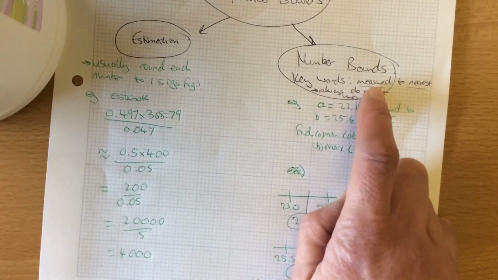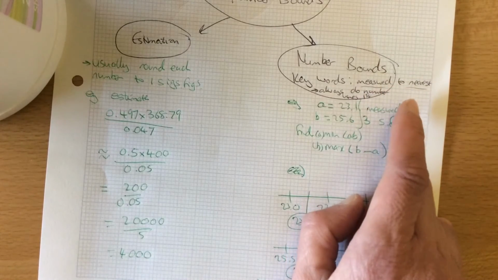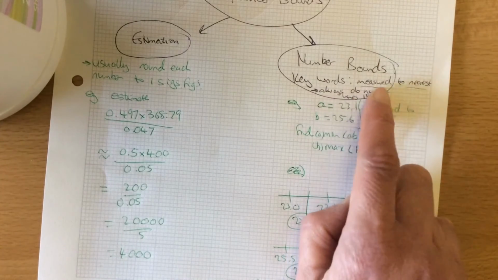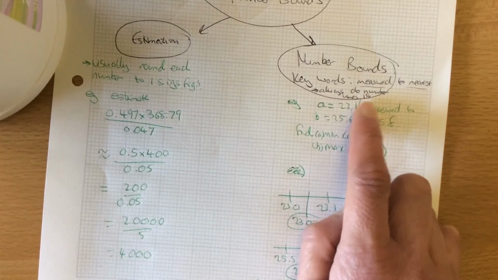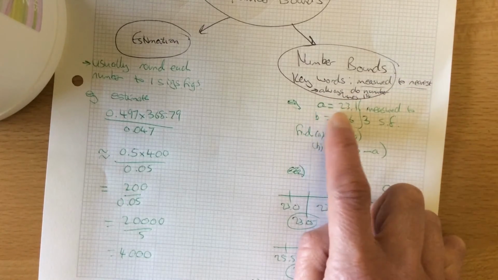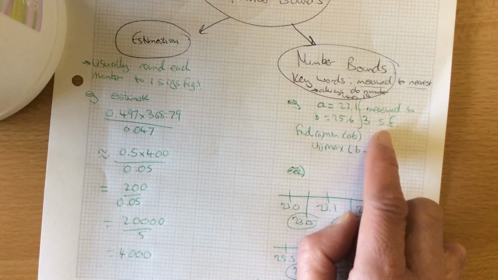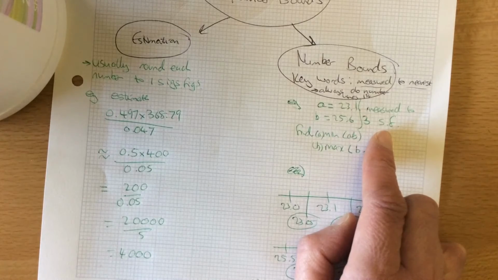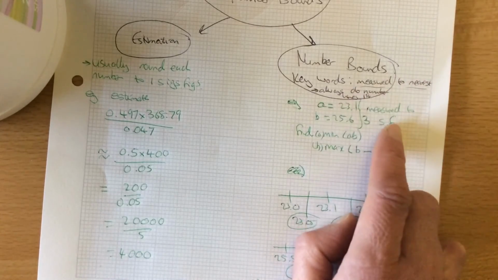Now you've got number bounds. And the key words here that you're going to listen out for, it will say in the question, measured to the nearest, okay, or something to that effect. And you always do out your number lines first. So my example, if A is 23.1 and B is 25.6, and they're measured to 3 significant figures. Before I read any further, there's my keywords knowing I'm on number bounds.